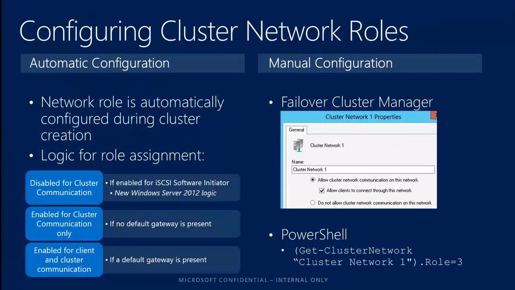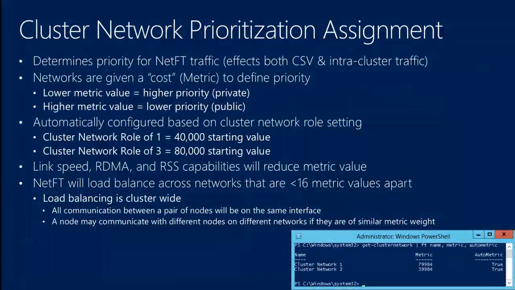And these are configurable via PowerShell. I just have a little PowerShell example there, and via the Failover Cluster Manager UI tool as well. So, determining network prioritization. We will assign a metric value to the different network interfaces. This metric value will define which network we are routing inter-cluster communication, CSV traffic, and live migration traffic.